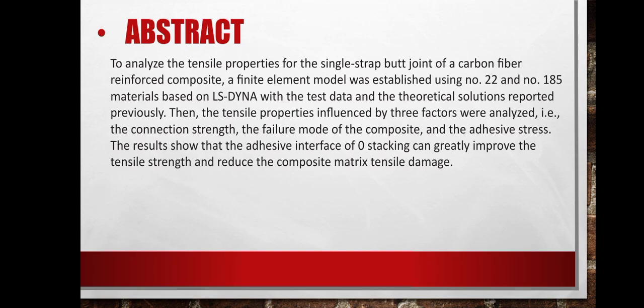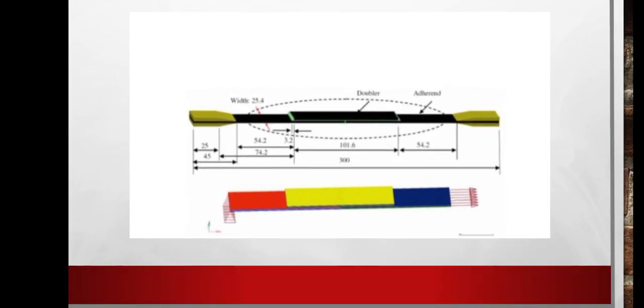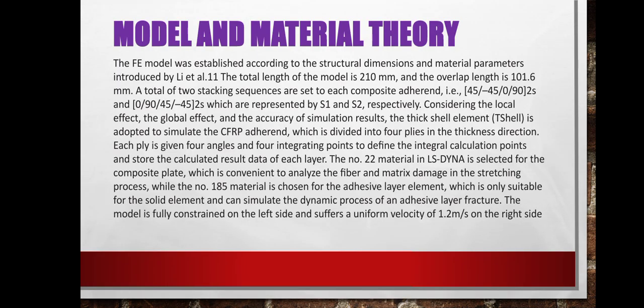The result shows that the adhesive interface being zero can greatly improve the tensile strength and reduce the composite matrix tensile damage. This is the diagram for the structural dimension of a material. Model and material theory. This is nothing but the FE model, which was established according to the structural dimension and material parameters introduced by Li aluminum 11.